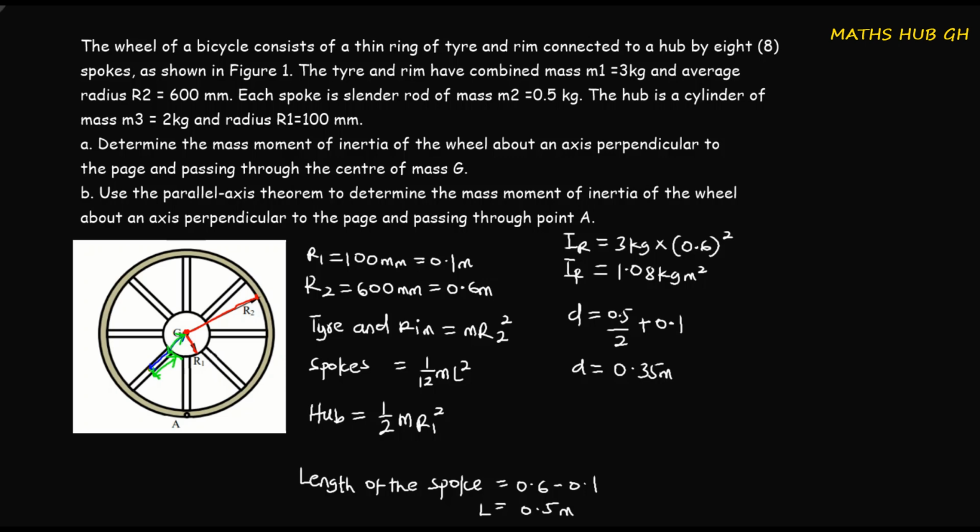Now let's use the parallel axis theorem to find the mass moment of inertia of the spoke. So we are going to have I_sp, and then there are 8 spokes. Okay, so we are going to have 8 multiplying 1 over 12 times m l squared, plus the mass of the spoke times the distance d squared.